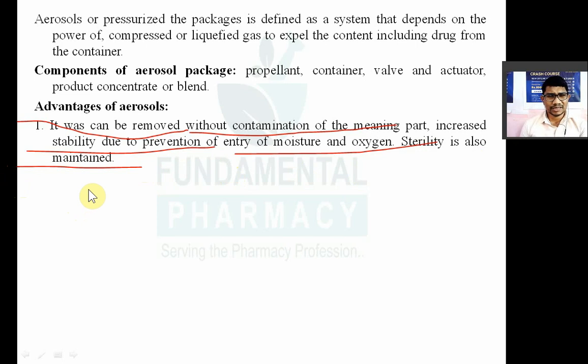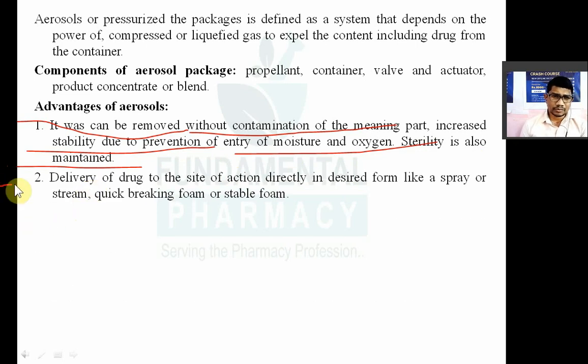Then, drug delivery is there at the site of action. So where you want to apply? Suppose, for example, you got a strain or sprain. अगर आपको कोई मसल में स्ट्रेन आ गया तो आप क्या करते हो, immediately डाइक्लोफेनाक का स्प्रे आता है, वो स्प्रे करते हो. So you can apply on that particular area, right? So delivery of a drug to the site of action is possible.